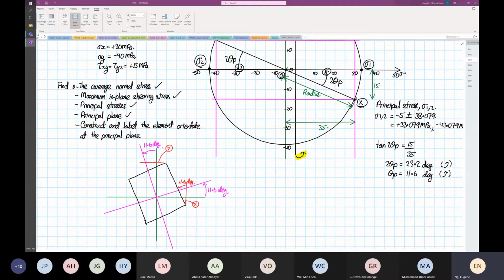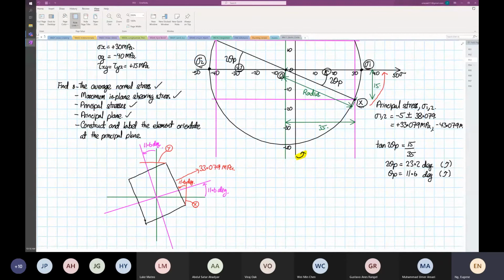On Mohr circle, from point X, it is also going to rotate by 23.2 degrees. So this is your stress 1 value, and you know that stress 1 is equal to 33.079 megapascal. So it's in tensile.